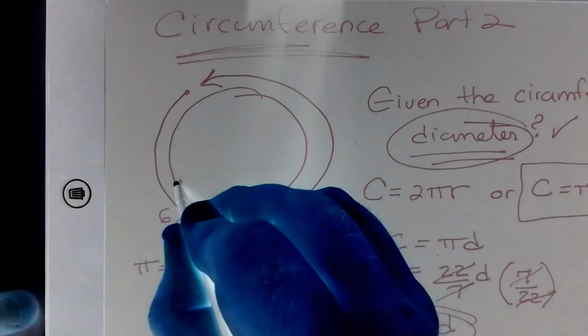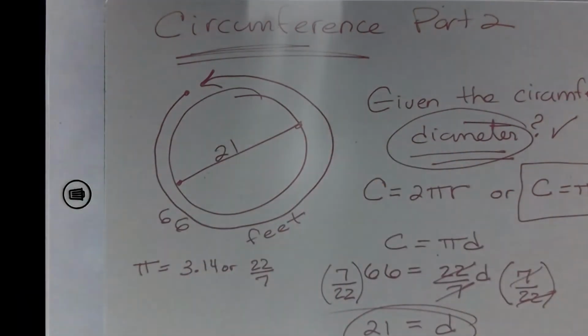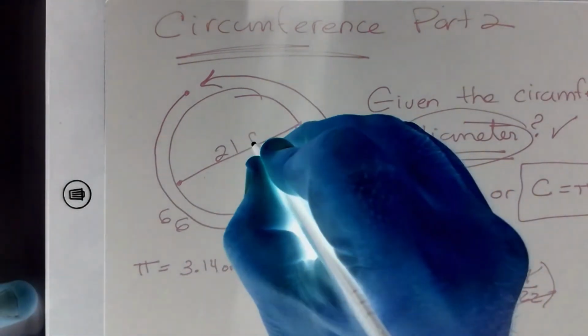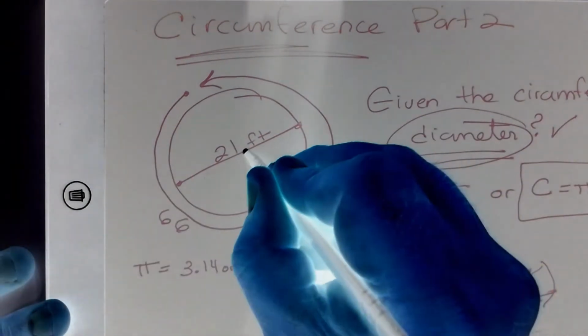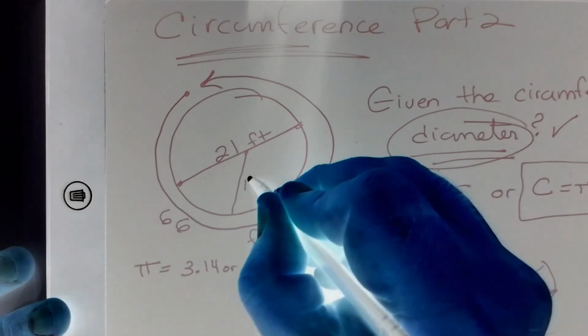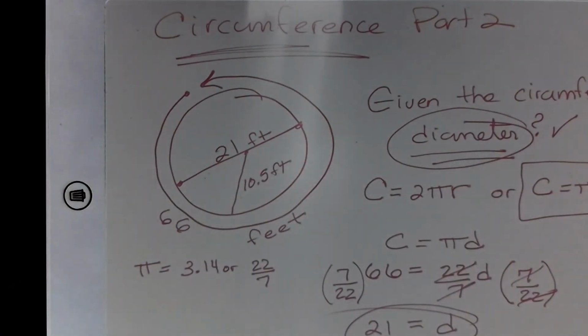So the diameter, guys, from here to here is 21 feet. And the radius is? Very good. The radius is actually going to be 10.5 feet. Any questions on this part over here? We're good? All right.